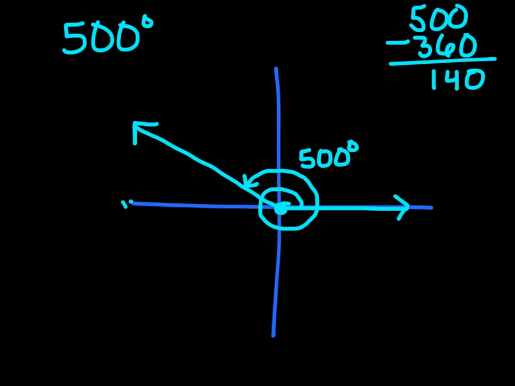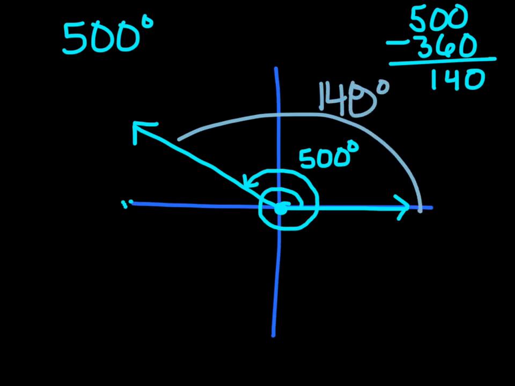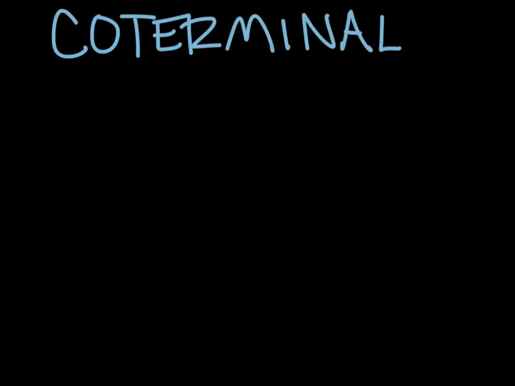So what differentiates this from a 140 degree angle, sorry, is that we drew the spiral. This makes it 500. If you were to draw that, it would be 140 degrees. Sure, your initial and terminal sides are in the same place, and so you could call it a 140-degree angle, but you have to draw the stuff in here to determine which one it actually is.